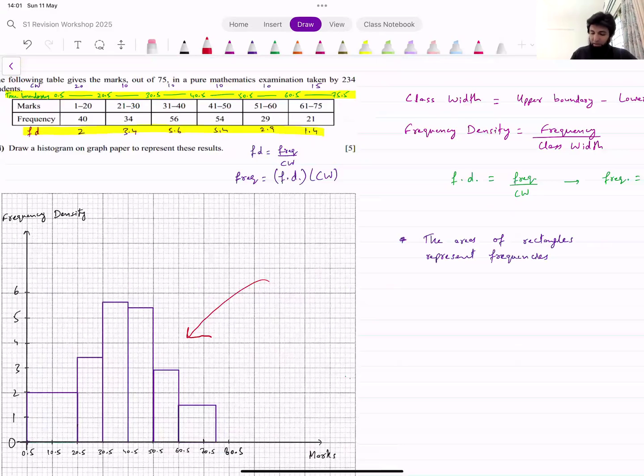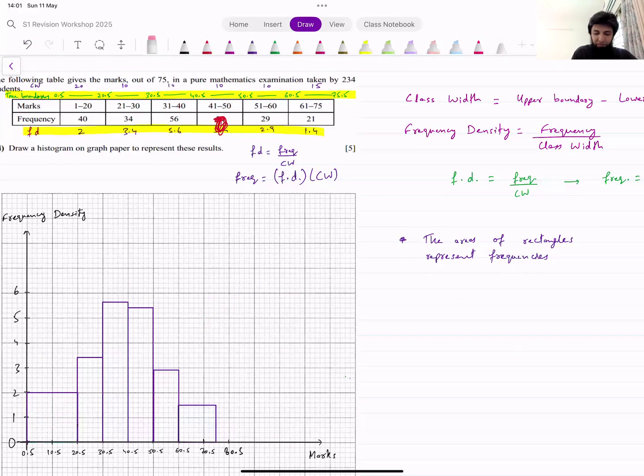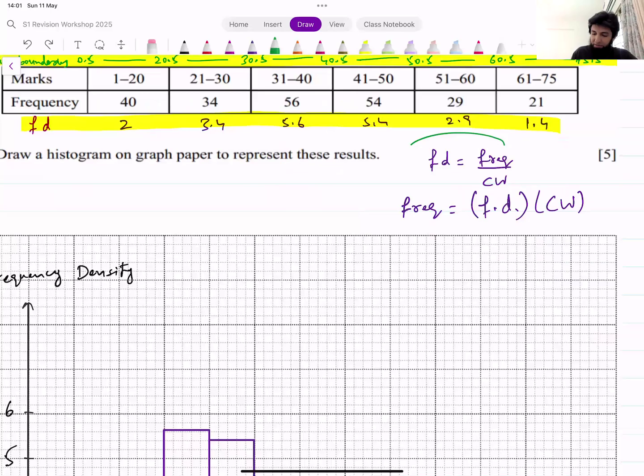From the histogram, the areas of the rectangles represent frequencies, right? For each rectangle that you have here, its area represents the frequency of that interval. Why? Because frequency density is calculated as frequency over class width. So frequency would be frequency density times class width. So that's base times height.